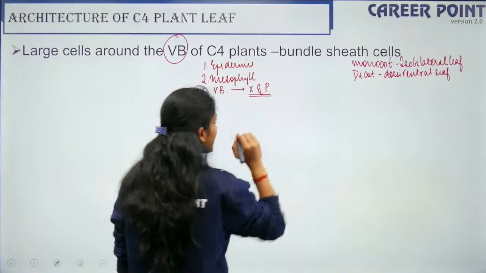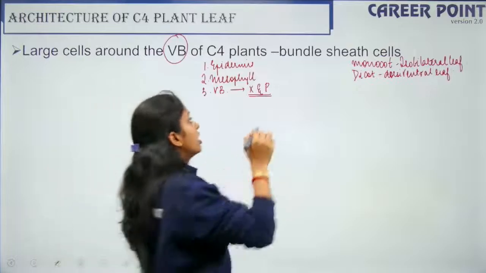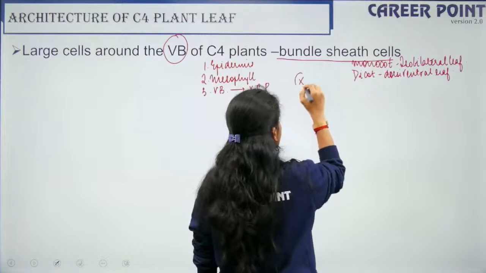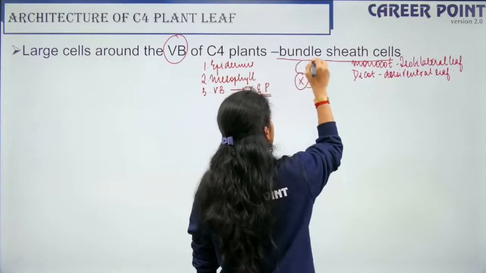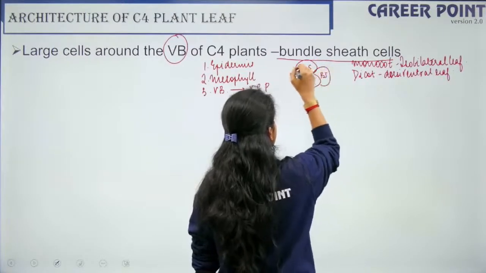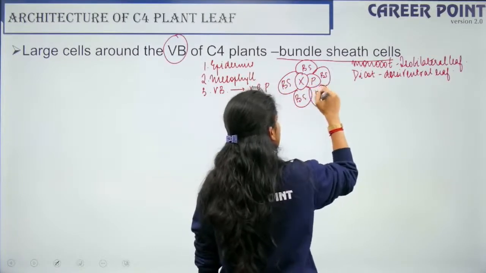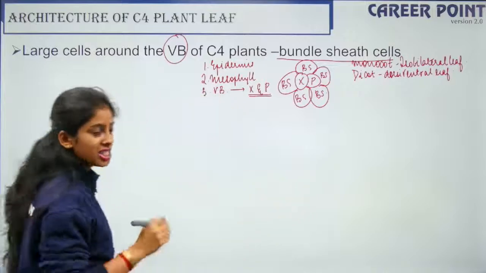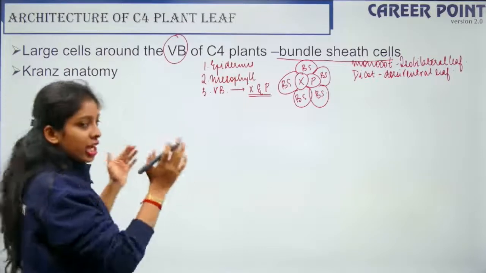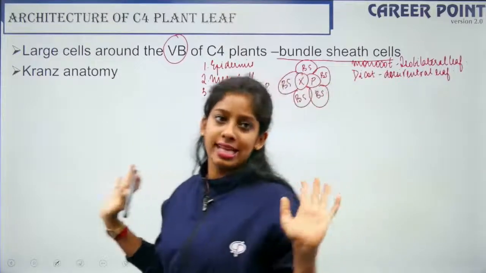Your xylem and phloem are surrounded by large cells. These cells are called the bundle sheath cells. Suppose I have the xylem and the phloem here. They are surrounded by sheaths that are called the bundle sheath cells, like this. The xylem and phloem, which is the vascular bundle, are surrounded by large cells called bundle sheath cells in case of your C4 plants. Alright. So this type of arrangement gives an appearance that is Kranz anatomy.